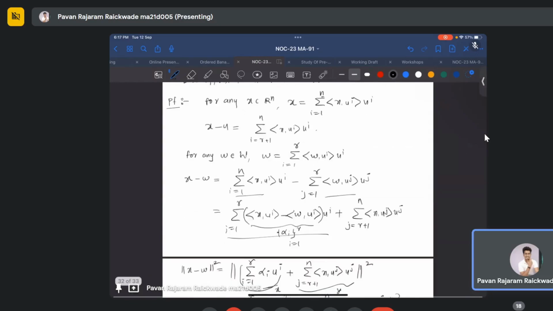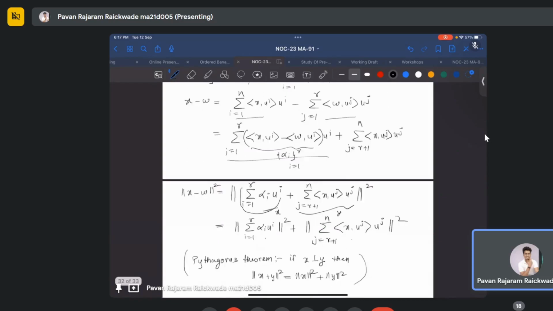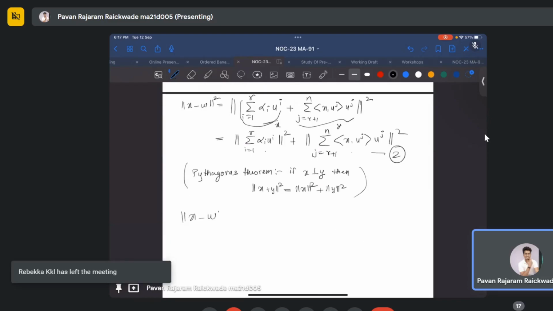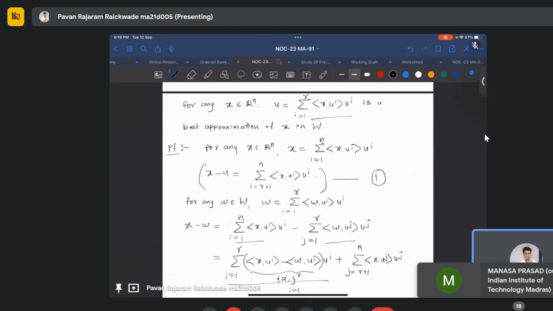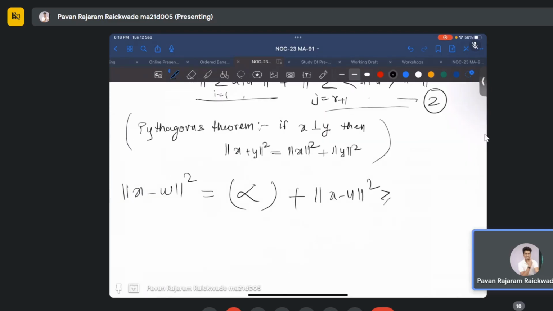But if you observe x minus u, this is equation 1, this is equation 2, then norm x minus w squared equals this first quantity. I'll just call this some quantity, maybe the big alpha, which is non-negative, plus, from equation 1, what is this quantity? This is norm x minus u squared. Now because alpha is non-negative, this is greater than or equal to norm x minus u squared, right?